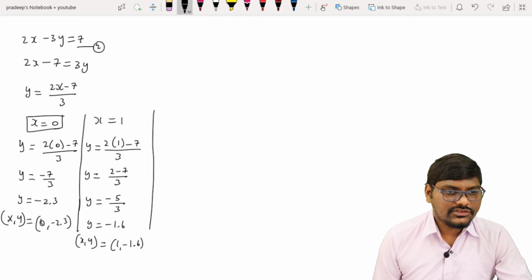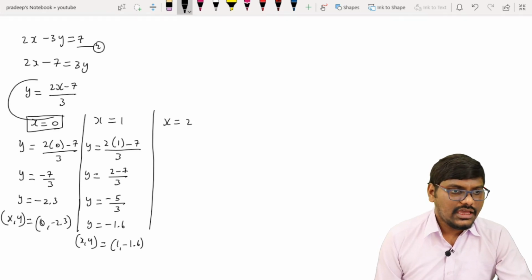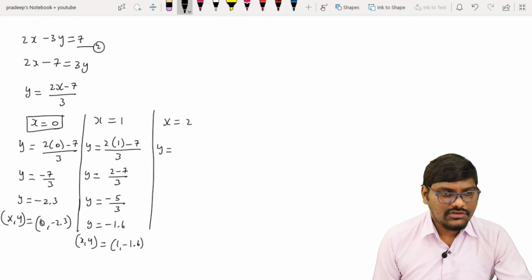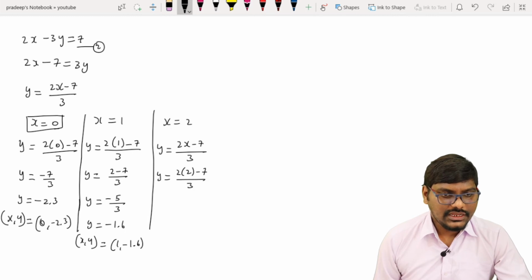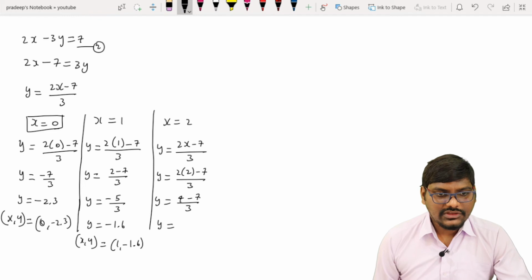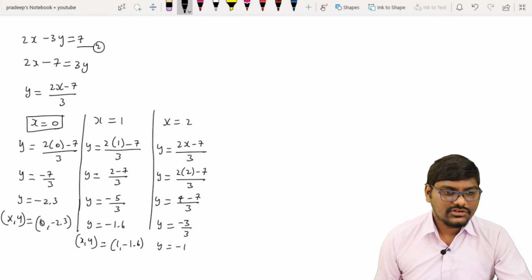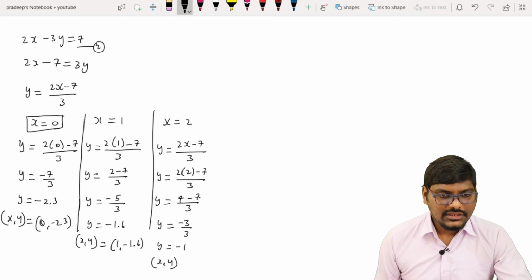Okay, so let's see the next value, that is x equal to 2. I'm taking this equation, y equal to (2x minus 7) by 3, and substituting here. In the place of x I can just substitute 2. So now this is 2 2s are 4, minus 7 by 3. So I'll be getting y equal to 4 minus 7, which is minus 3 by 3. So that we are getting as minus 1. So we are getting x comma y equal to 2 comma minus 1 as the coordinate.